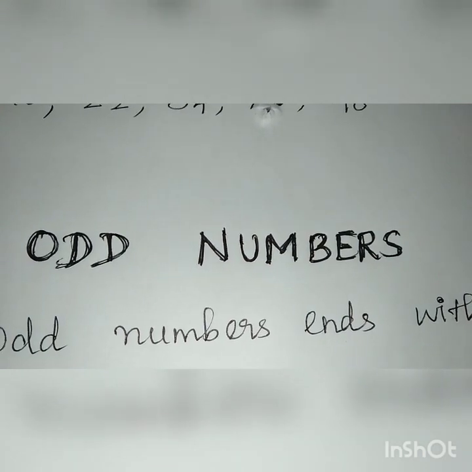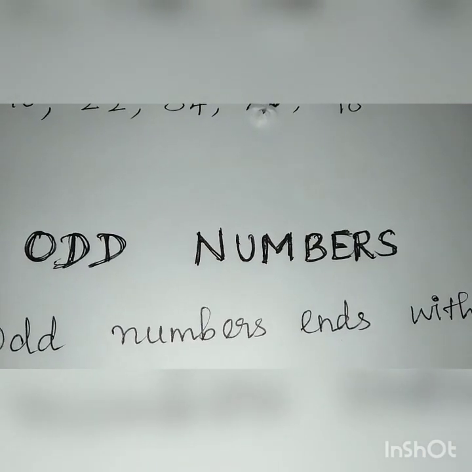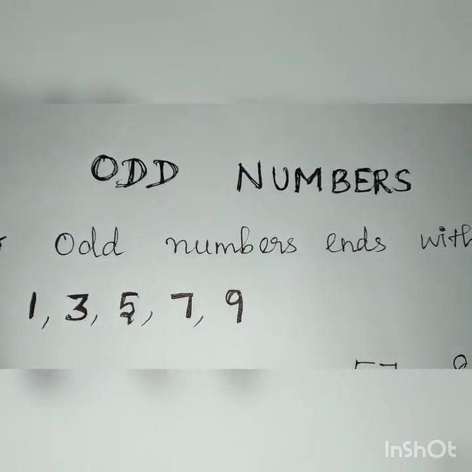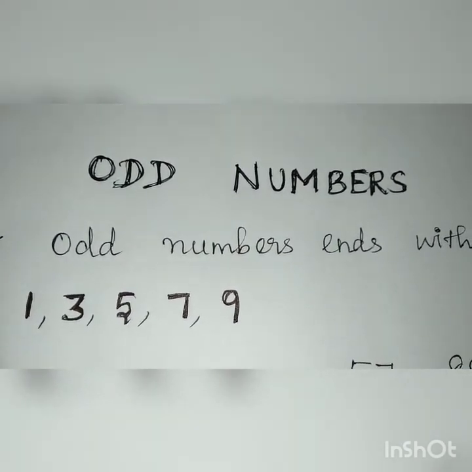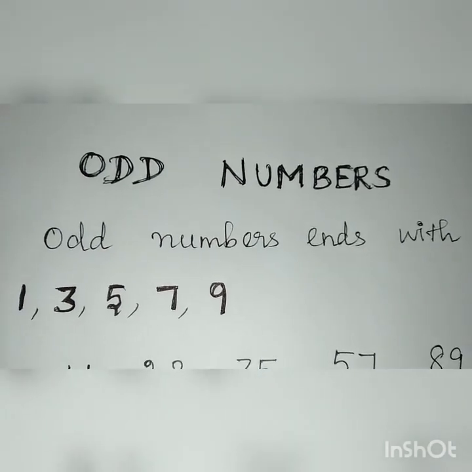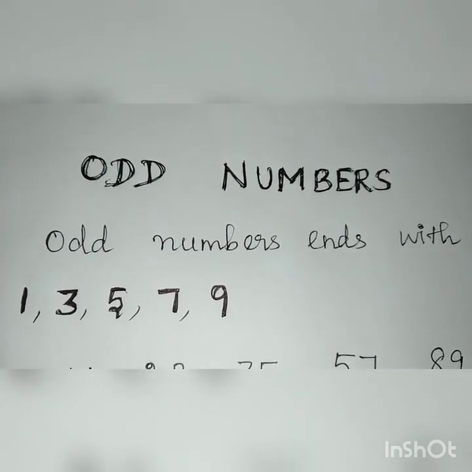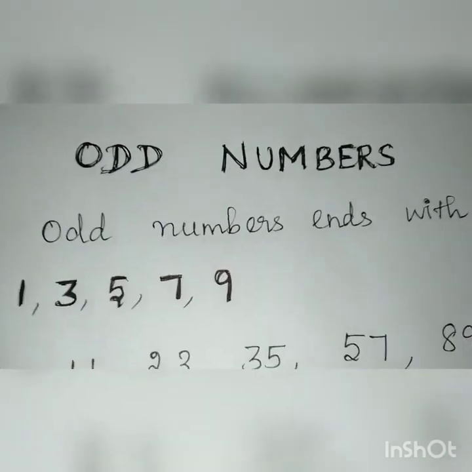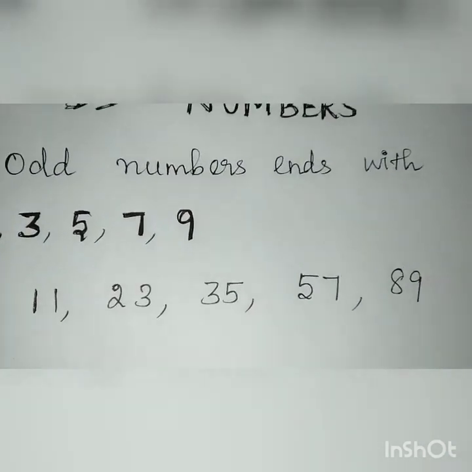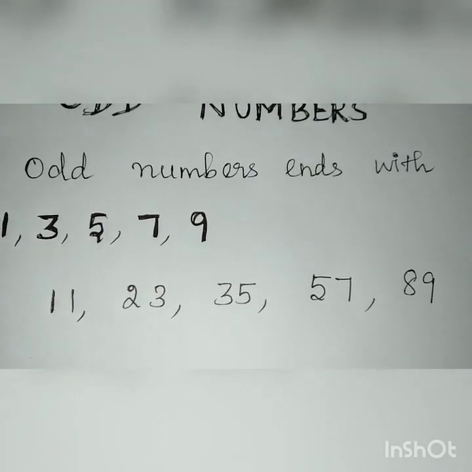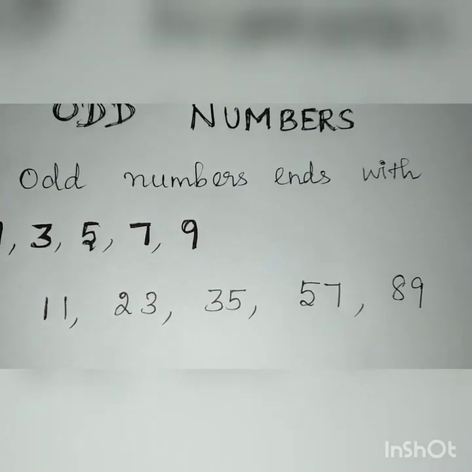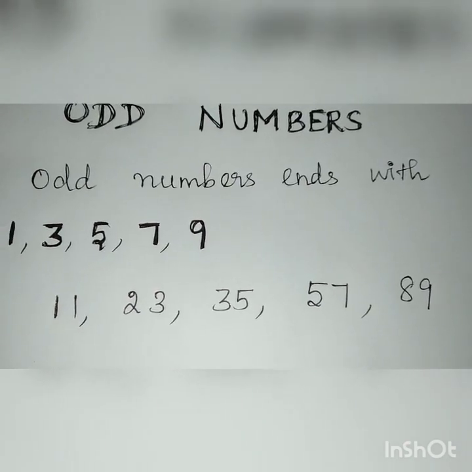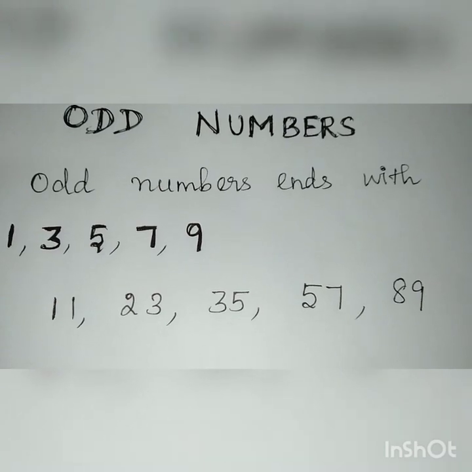Next I am going to explain about odd numbers. Odd numbers end with 1, 3, 5, 7 and 9. We can see some examples of odd numbers. I have written here 11, 23, 35, 57 and 89.